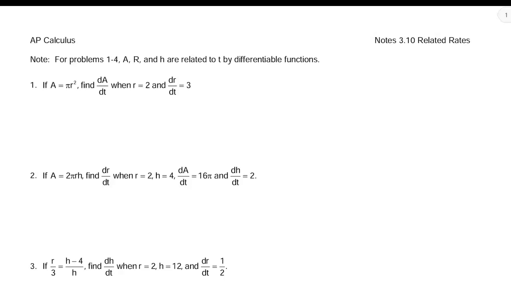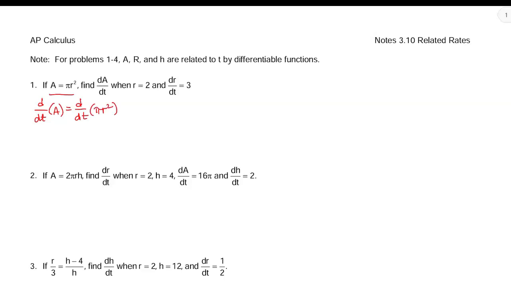Section 3.10 is about related rates. When we do a related rates problem, we take the derivative implicitly with respect to t. So I'm going to look at this equation and take the derivative of both sides with respect to t. Here's my differential operator, d/dt on A, and I'm going to perform d/dt on pi r squared.